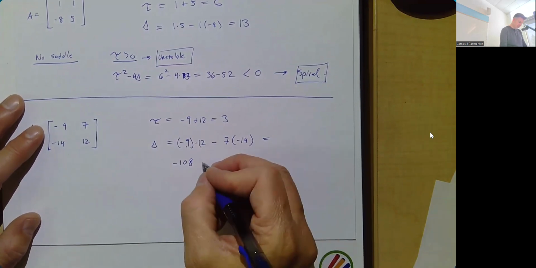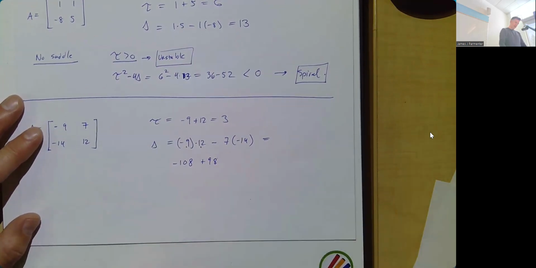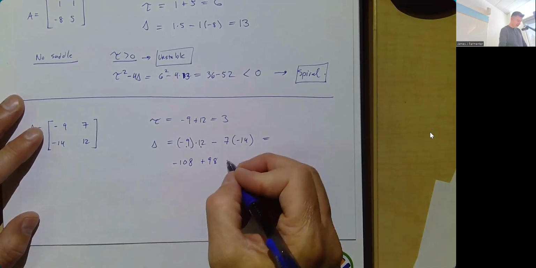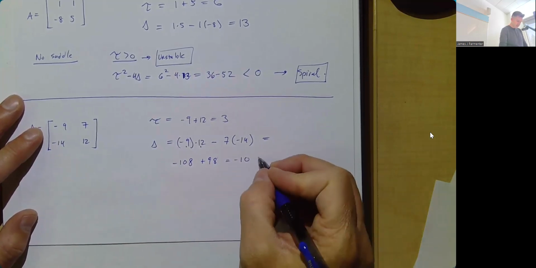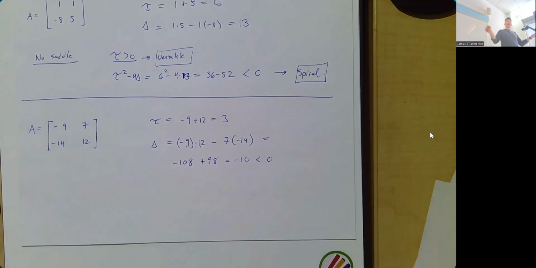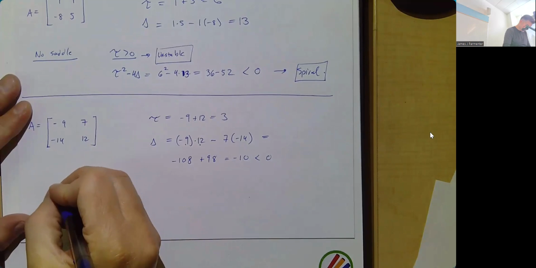And 7 times 14 is 98. Negative 108 plus 98 is negative 10, which is negative. So our first question, do we have a saddle? Yes, done. Saddle.